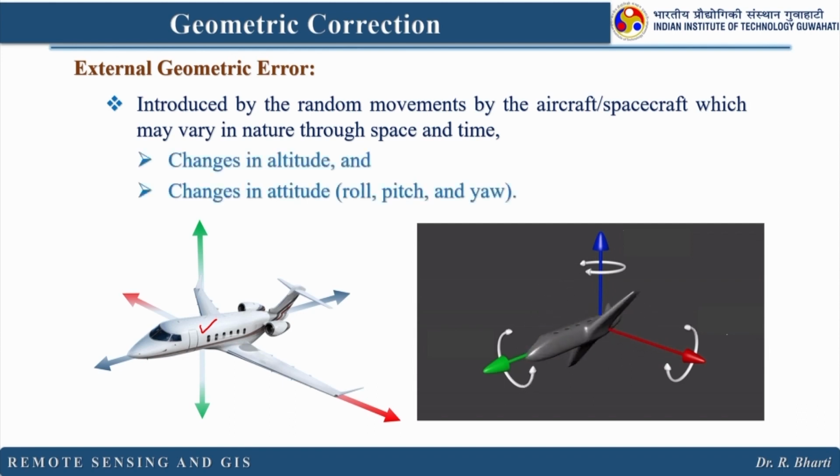So, because of the change in the altitude and change in the attitude. How do we define altitude? Altitude is the height of the sensor or the satellite from where we are taking the measurement, and the next is attitude. Attitude is basically the position or the behavior of that particular platform in x, y and z direction. So, here you have roll, pitch and yaw.